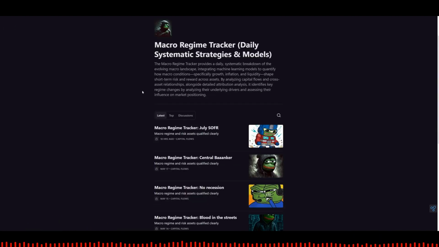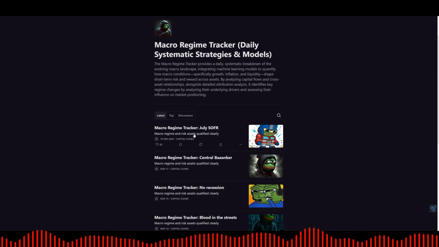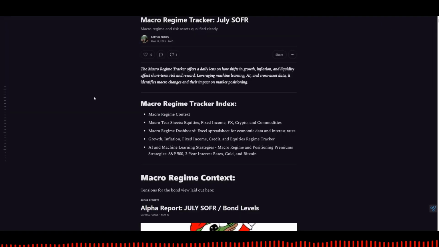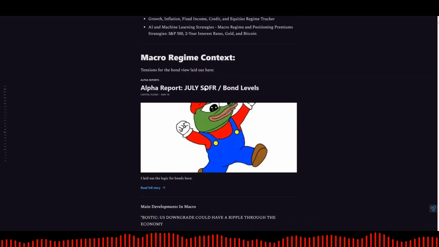If you go to the most recent one, that breaks down what we have been seeing taking place, I've laid out the alpha report for how to think about the pricing of a July cut. If you are thinking about interest rates at all, or if you're trading equities at all, understanding that July cut is going to be important.